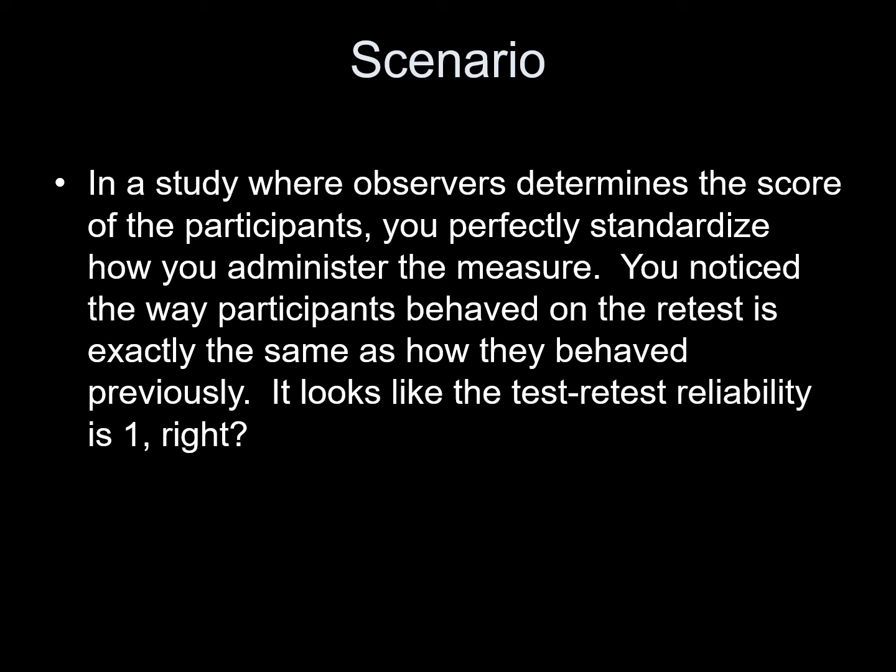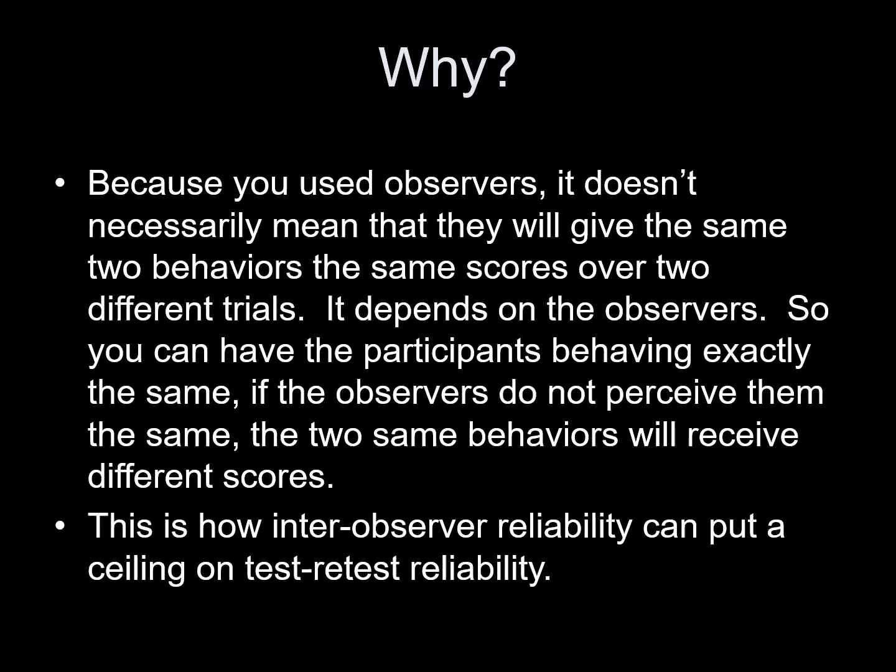In a study where the observer determines the score of the participants, you perfectly standardize how you administer the measure. You notice the way participants behaved on the retest is exactly the same as how they behaved previously. It looks like the test-retest reliability is 1, right? And the answer is no, because you used observers, and it doesn't necessarily mean that they will give you the same true behavior or the same score over the different trials.